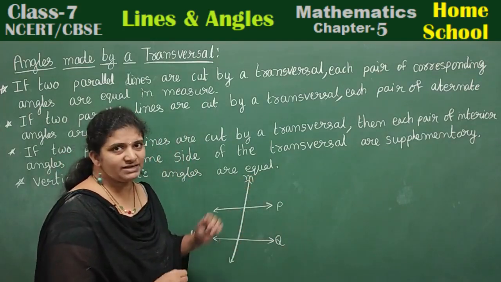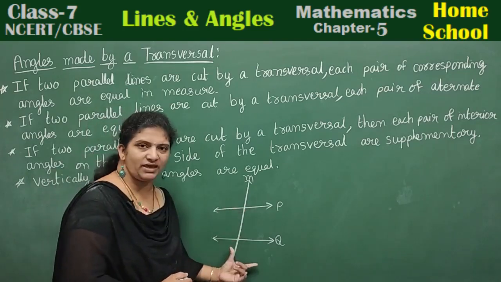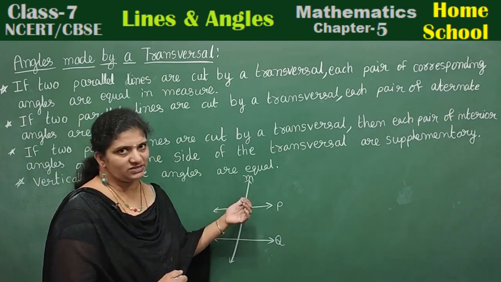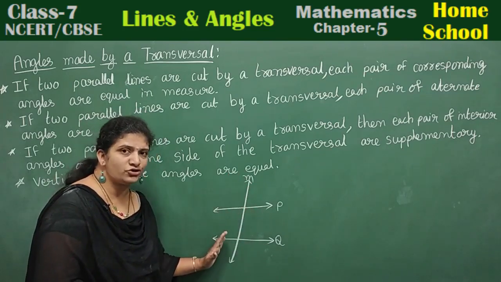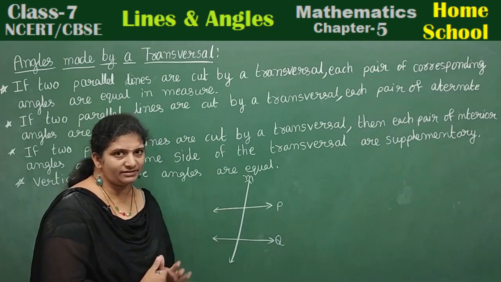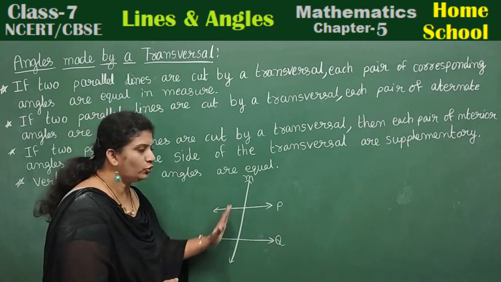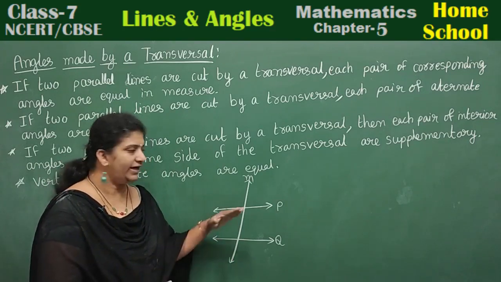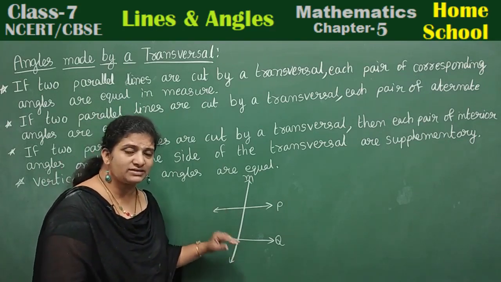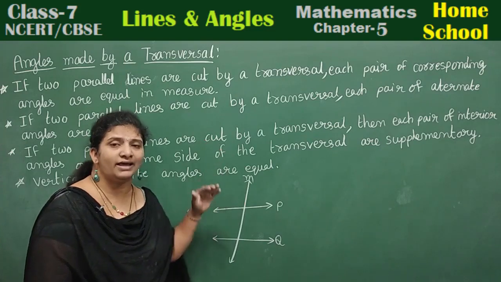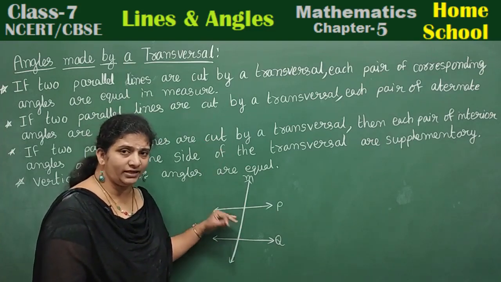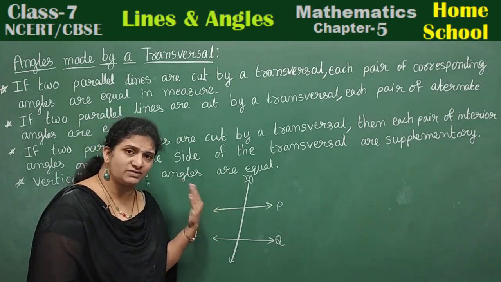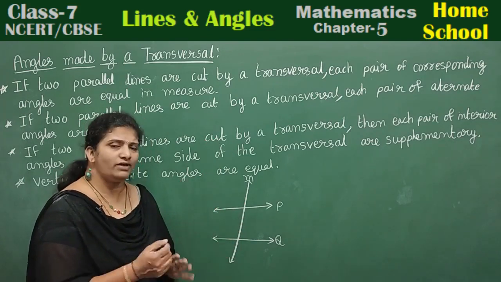Line M is a transversal for two lines P and Q. Okay, this line we call a transversal. A transversal drawn across parallel lines, cutting two parallel lines, also forms the same 8 angles: interior angles, exterior angles, corresponding angles, alternate interior, alternate exterior, pair of interior angles on the same side of a transversal, and vertically opposite angles.